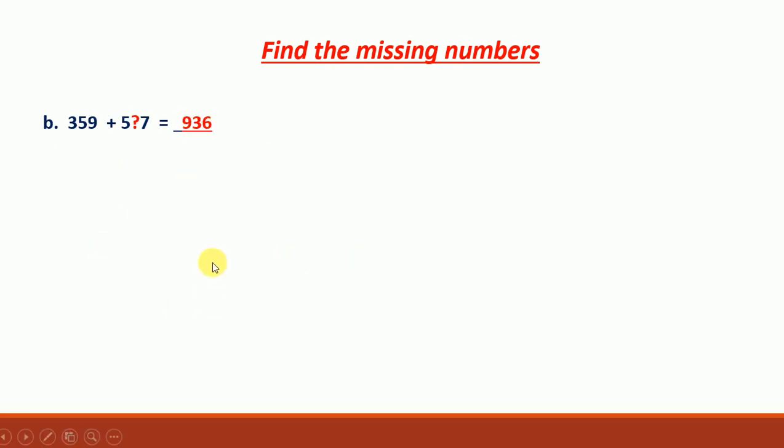Now let's see one more example of how to find the missing numbers. Okay, so here we are having two numbers. The first one is 359. Along with that number we are going to add another number, which has 5 hundreds in it. The digit in the tens place we don't know, and it has 7 in the ones place. When you add these two numbers, your answer is 936.